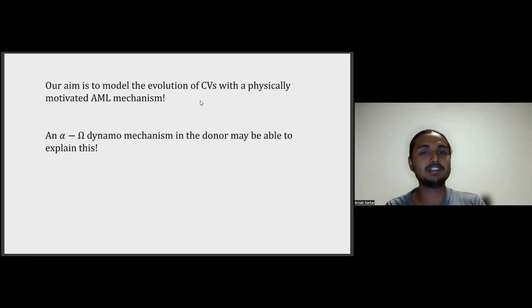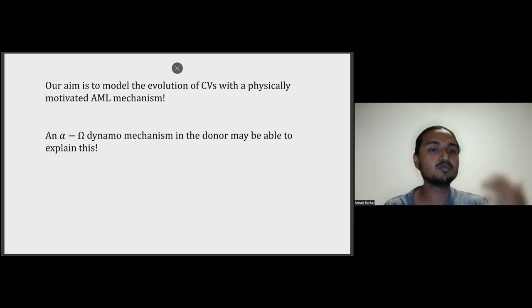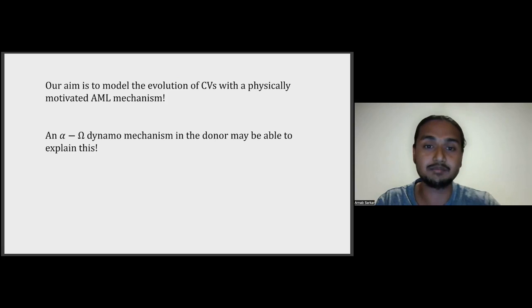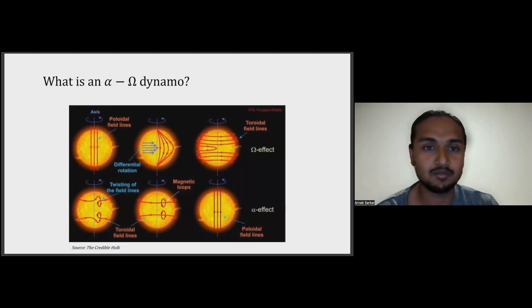And our aim is to model the evolution of CVs with a physically motivated angular momentum loss mechanism, which we do by using an alpha omega dynamo mechanism in the donor star. Let me now explain quickly what an alpha omega dynamo is.